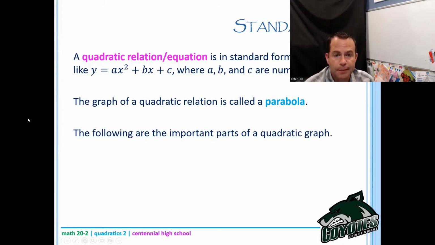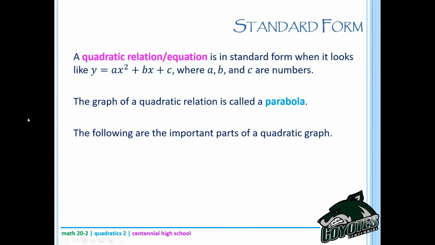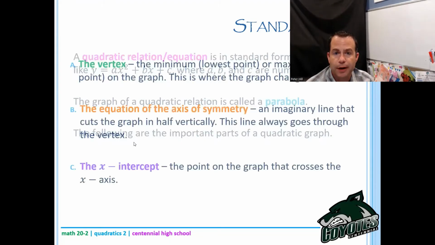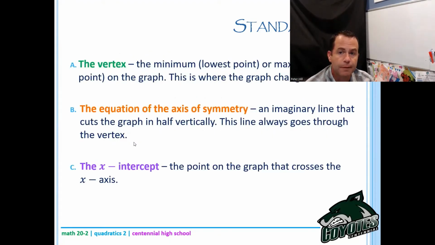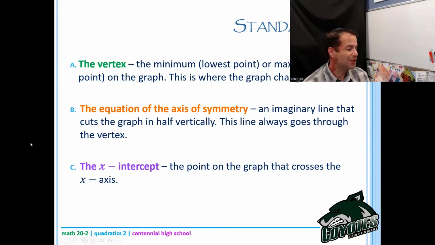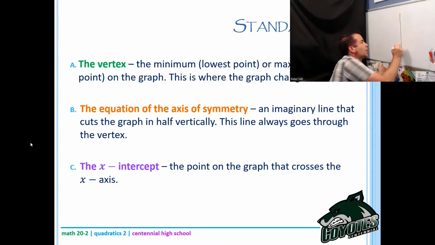Now, I'm just going to hide myself for a second, just so those of you who don't have the book at home can see those words, okay? And if you don't have the book at home, I'm going to show you a picture of this in 1 second. The following are important parts of the quadratic graph. So first of all, we have a vertex. The vertex is the minimum or the lowest point, or the maximum or the highest point on the graph. This is where the graph changes direction, okay? So the shape itself, and I'm going to show you this in a second, but I'll just draw one so that we can talk about it as we go.